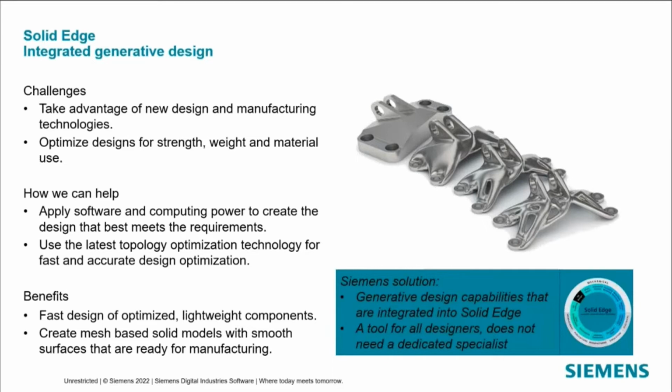How can we help? The solution that we provide helps you to apply software and computing power to create the design that best meets the requirements. Use the latest topology optimization technology for fast and accurate design optimization. A couple of benefits have been listed. Firstly, fast design of optimized and lightweight components. Secondly, create mesh-based solid models with smooth surfaces that are ready for manufacturing.